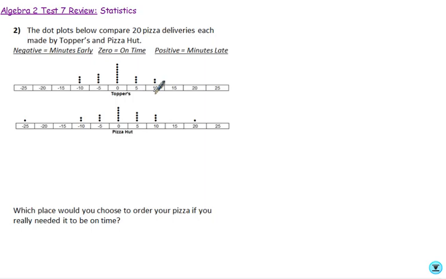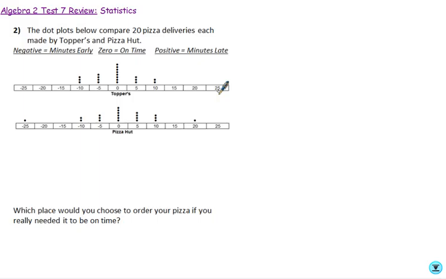So, how could you be 25 minutes late? Well, if you said you were going to be there in 30 and then you showed up in 55, that would be 25 minutes late. So let's make sure we understand how it's numbered. Again, that's not delivery time in minutes. That's how many minutes they were off what they said they were going to be.